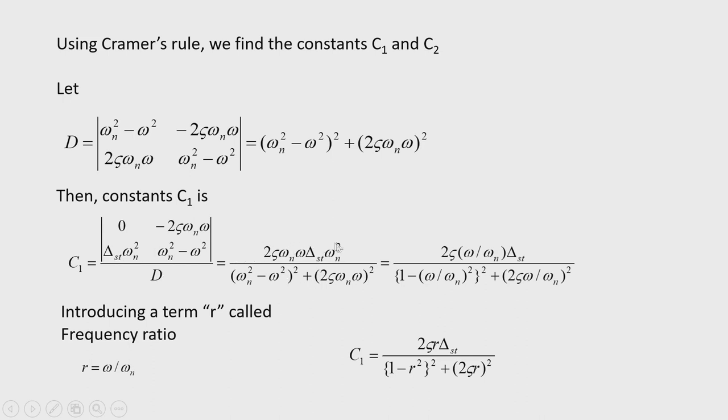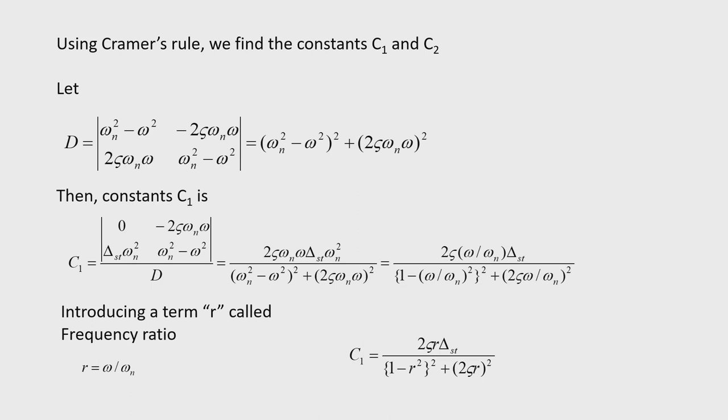An expression for C 1 after simplification is found as 2 j omega by omega n into delta S t divided by 1 minus omega by omega n square whole square plus 2 j omega by omega n whole square. Here you should note very carefully that omega is the driving frequency, the frequency of the exciting force, whereas omega n is the natural frequency of the system, which depends on the physical parameters of the system, that is mass and stiffness. So, that is inherent in the system, and if you change the mass or the stiffness, only this omega n will change.